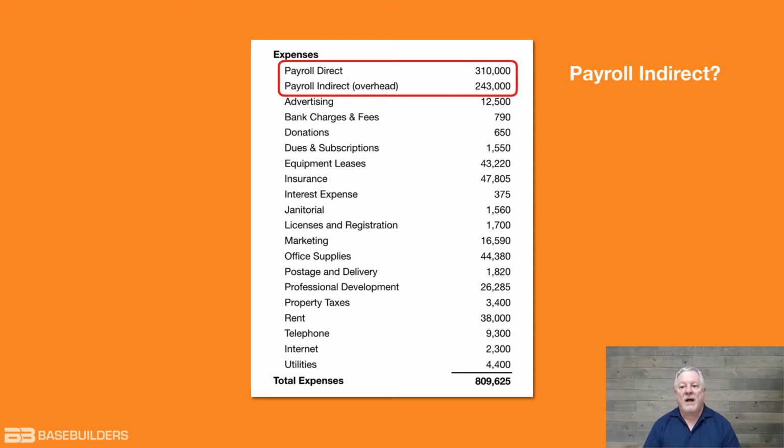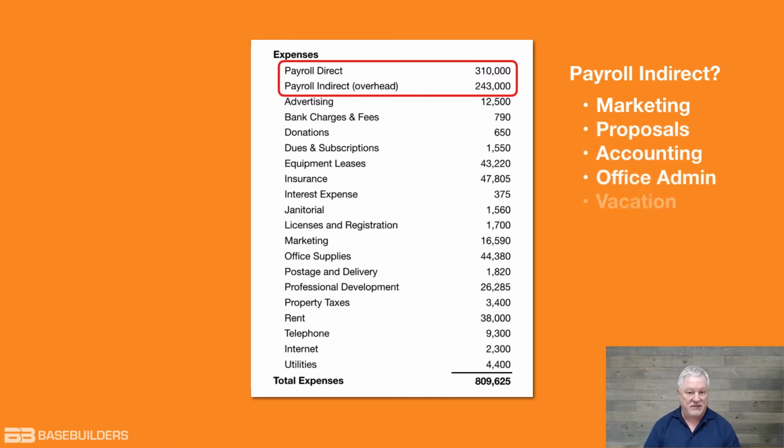So what goes into your indirect payroll? Well, of course, it's going to be all your marketing and writing proposals and such, all of your office admin work. Finally, all of your vacation, holiday, PTO time, continuing education. There's all these examples. Basically, it's all the time spent doing something that's not related to producing the drawings that you get paid to do.